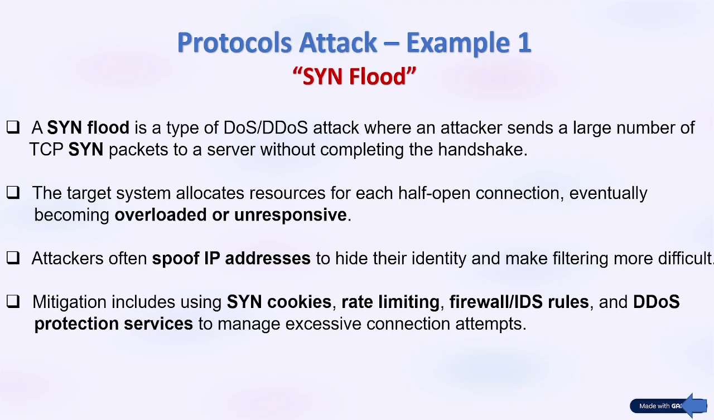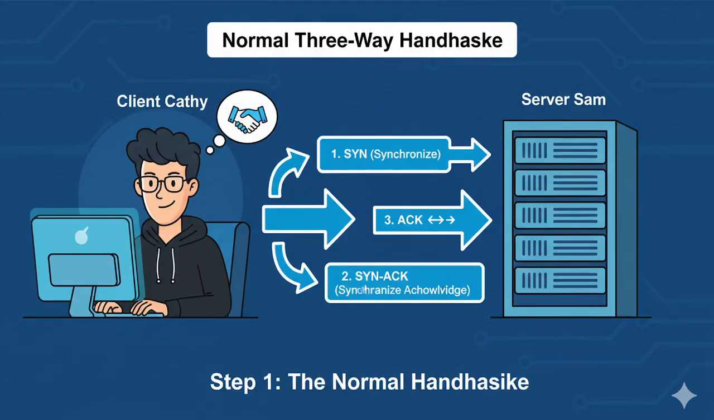So let's understand SYN flood with the help of images. Again, there is a client Kathy who wants to connect to server Sam. Kathy sends a SYN request to Sam. Sam replies with a SYN-ACK, synchronize acknowledge, and then Kathy sends an acknowledge to complete the connection. This is like a friendly 3-way handshake to start a conversation.